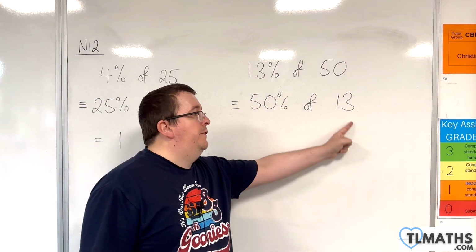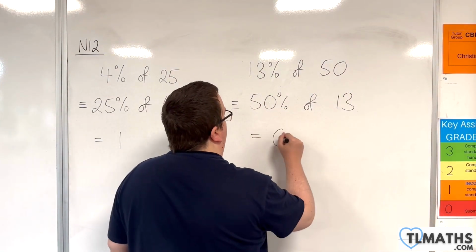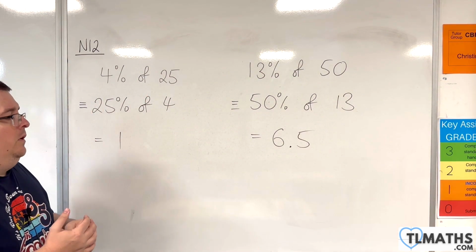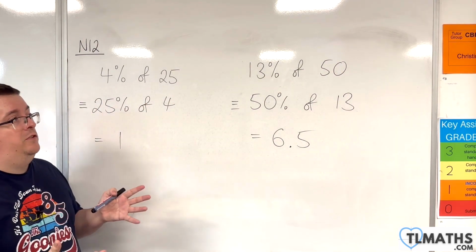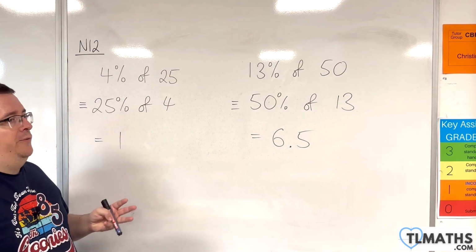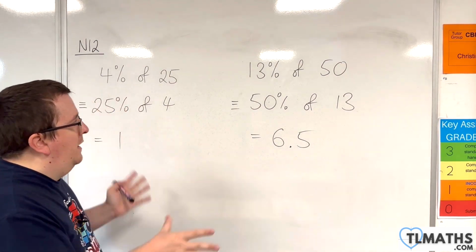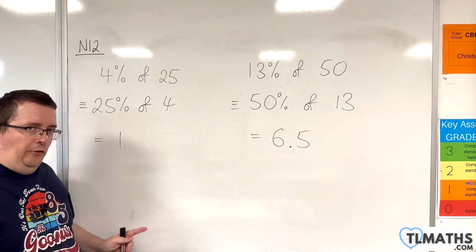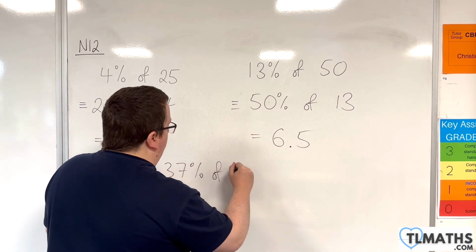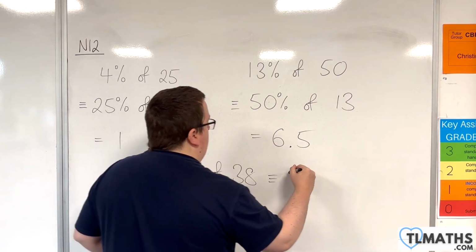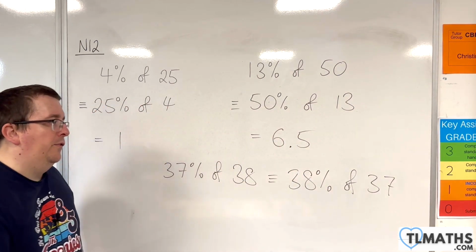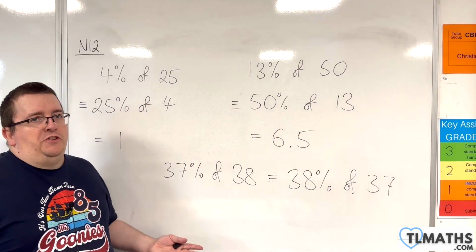So what's 1/2 of 13? It's 6.5. So what you're seeing here is a method that you could employ in certain scenarios. The reason why I'm saying certain scenarios is because it's not always going to be useful to you. If you wanted to find 37% of 38, yes, this is the same as 38% of 37, but both of those two problems have pretty much the same difficulty.